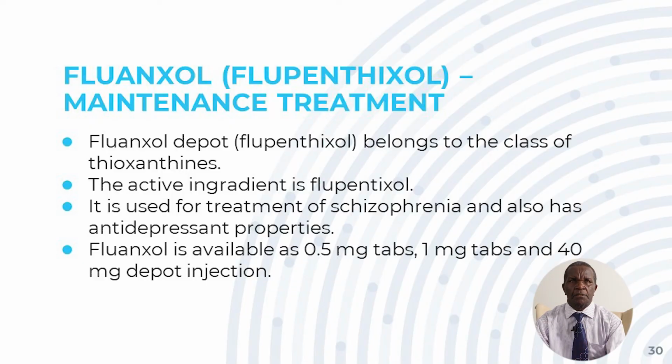Now, other injectable depot medications include Fluanxol depot, and Fluanxol has both antidepressant and antipsychotic properties. The active ingredient is flupentixol, and it is used for treatment of schizophrenia and also has antidepressant properties, as I had mentioned. Fluanxol is available as 0.5 milligram tablets, 1 milligram tablets, and 40 milligram depot injection.